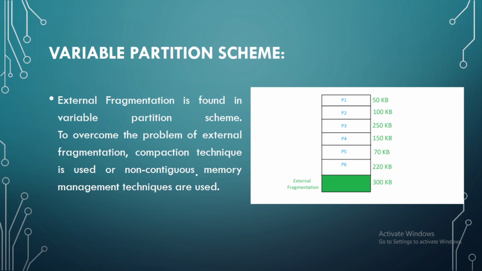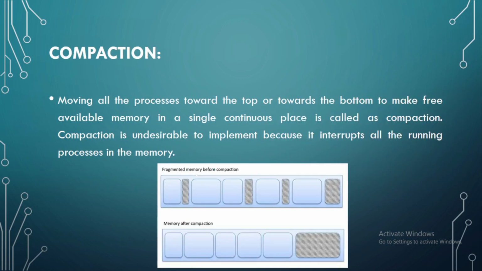We will see non-contiguous memory management techniques in a later video. Compaction is a technique of moving all the processes toward the top or toward the bottom to make the free available memory a single continuous place. Here you can see the memory is fragmented and scattered throughout the memory space. Now we are going to move this scattered memory into a single big hole. Compaction is undesirable to implement because it interrupts all the running processes in the memory.